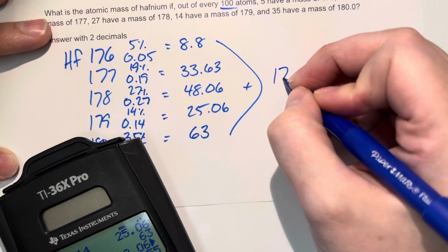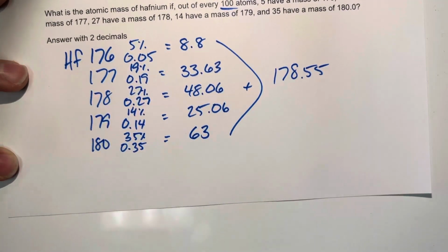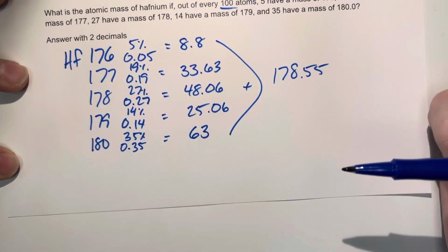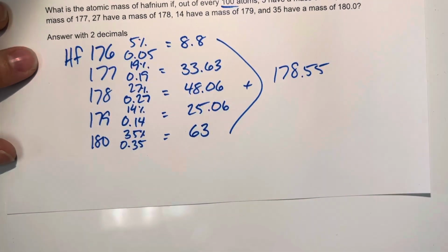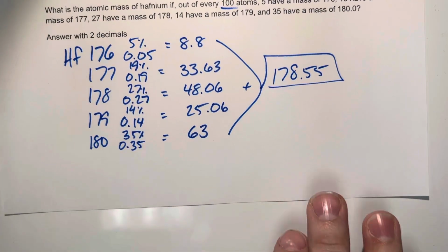gives me 178.55. Making sure that that is reasonable, it should be between my lowest and highest isotope amount. It is. I'm asked to answer with 2 decimal places. This already has 2 decimal places, so this would be my final boxed answer.